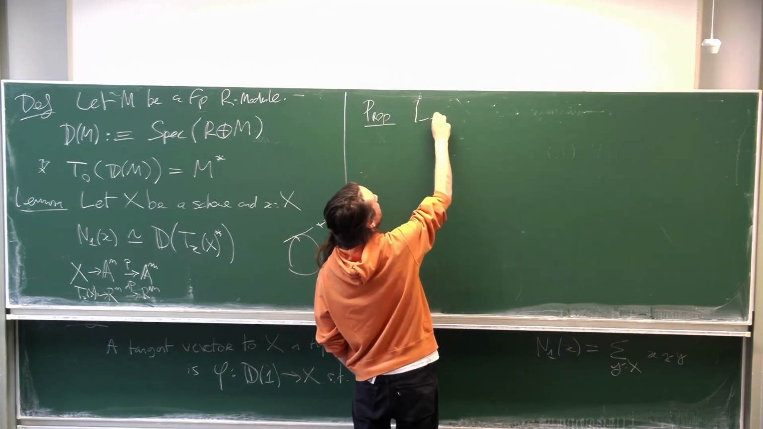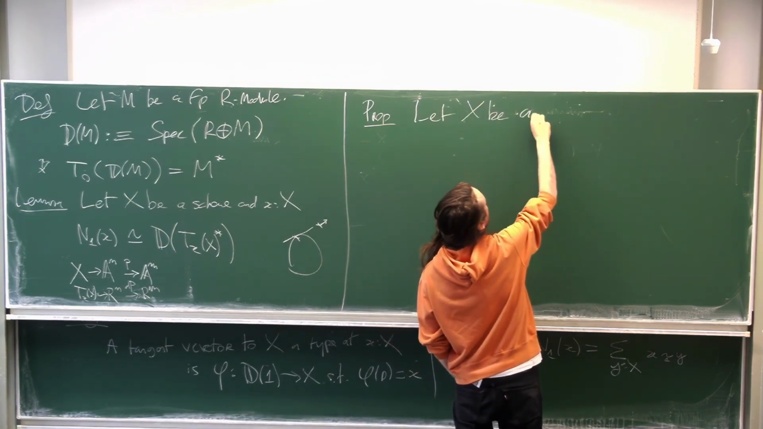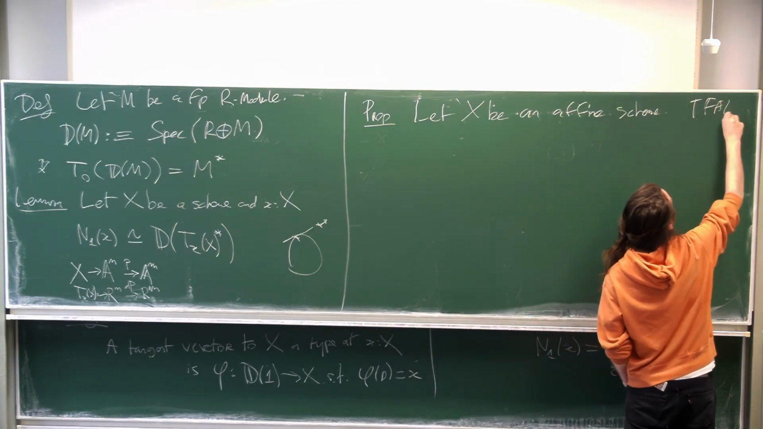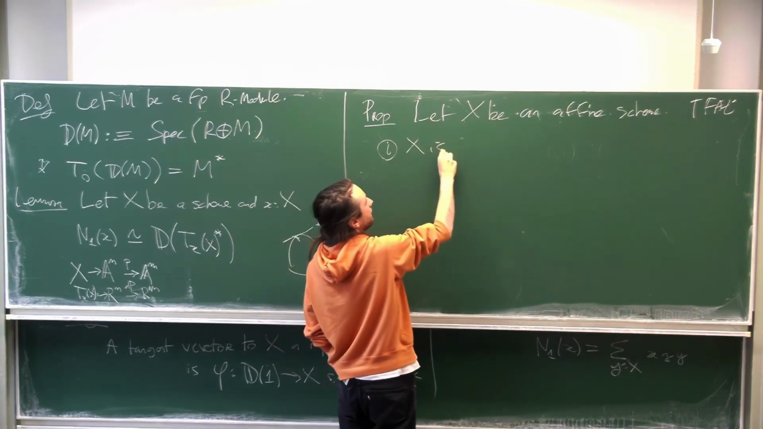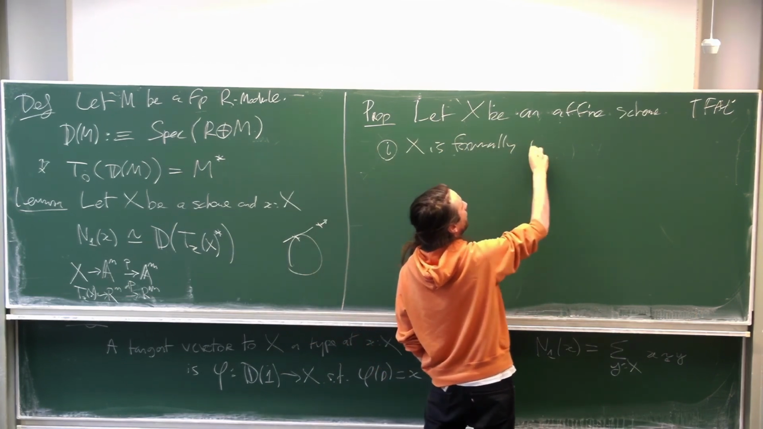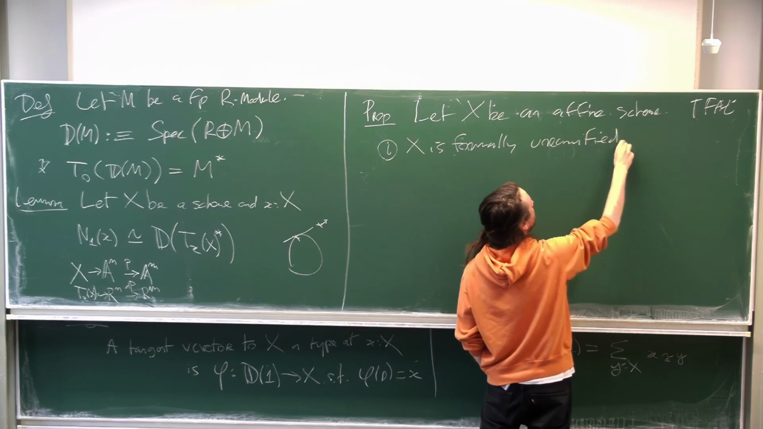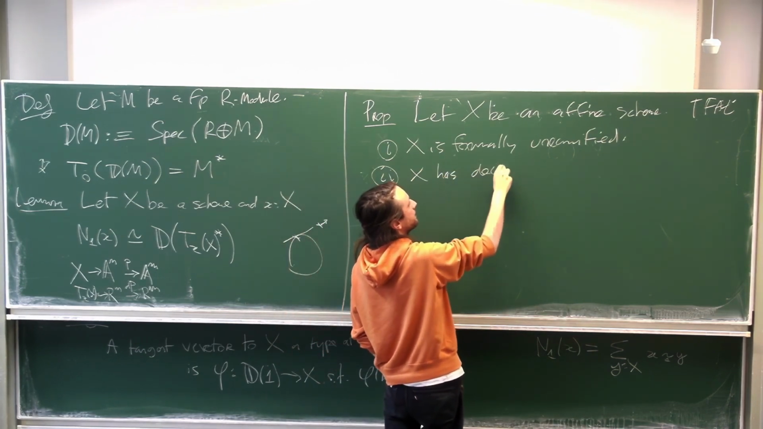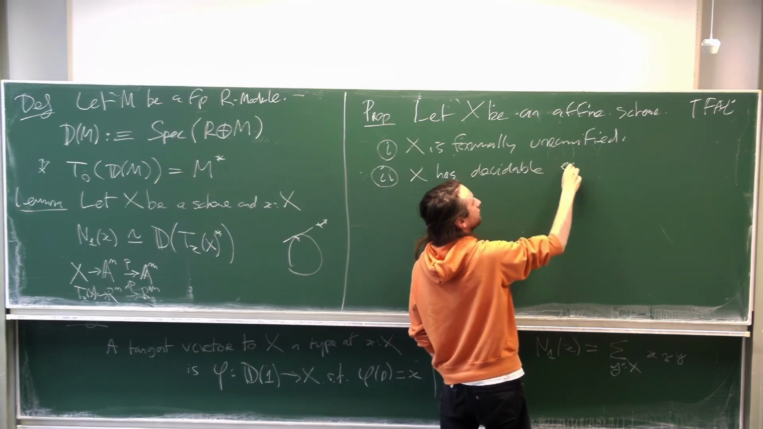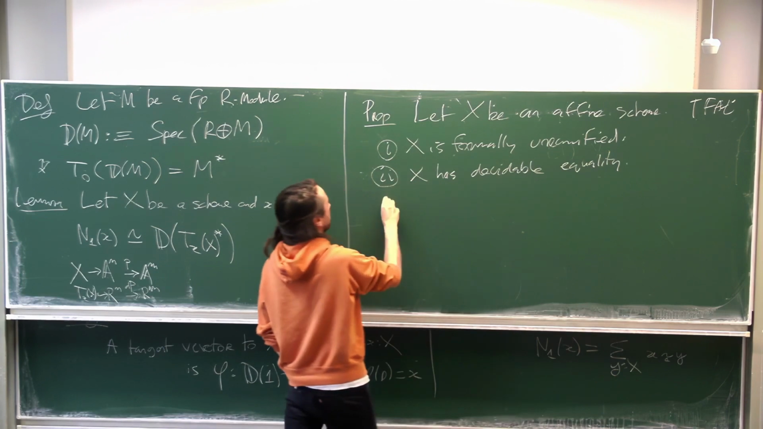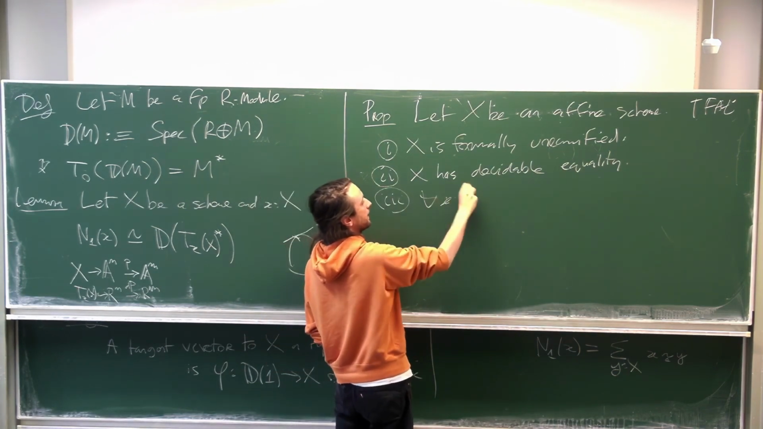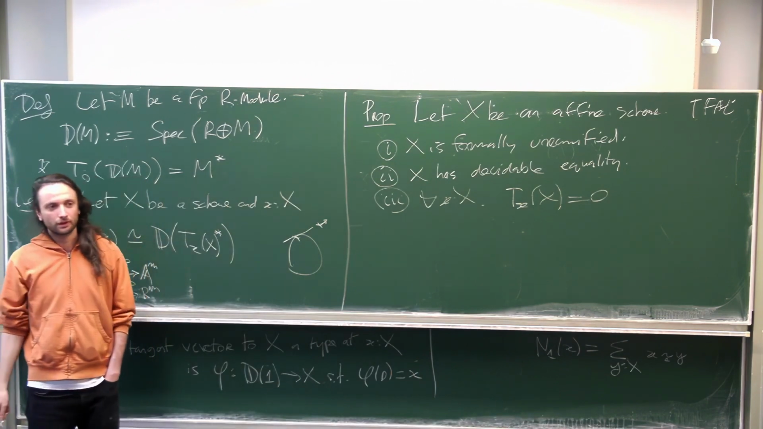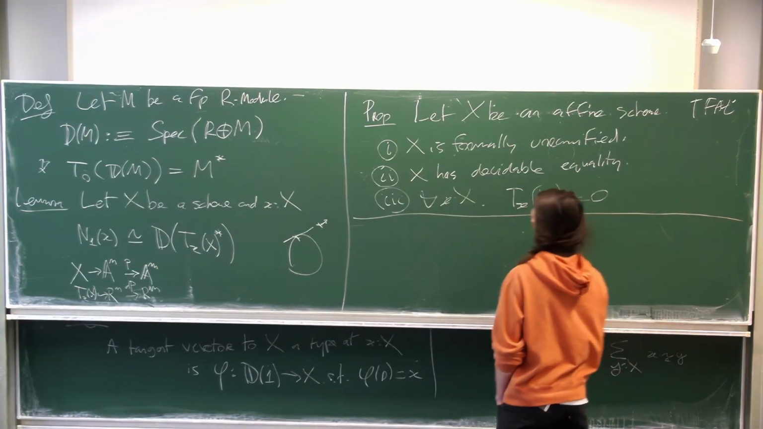So now let's go. Let X be an affine scheme. Then the following are equivalent. First, X is formally unramified. Second, X has decidable equality. And third, for all x in X, the tangent space of X at x is equal to 0. So let's prove this.